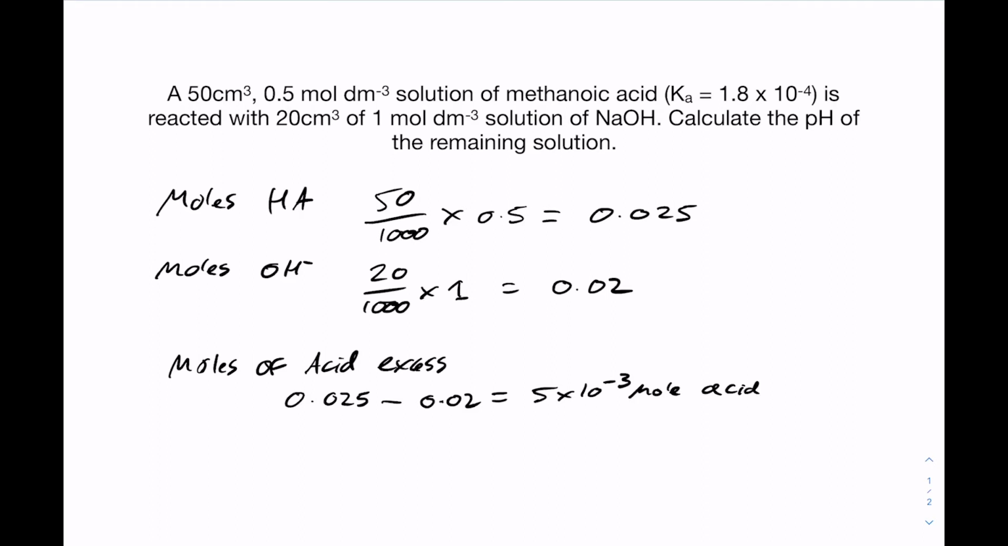Now we also need to know how much A- is formed. So the A- is formed by reaction with sodium hydroxide. So for every mole of sodium hydroxide we have here, we have a mole of A-. So as we've calculated, we have 0.02 moles of sodium hydroxide, so we have 0.02 moles of A-.